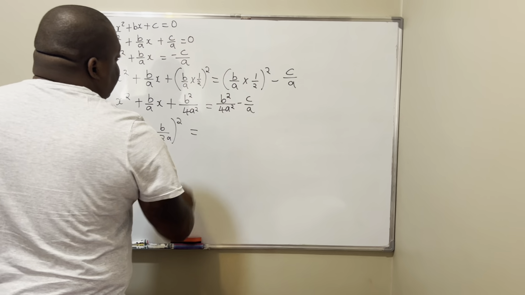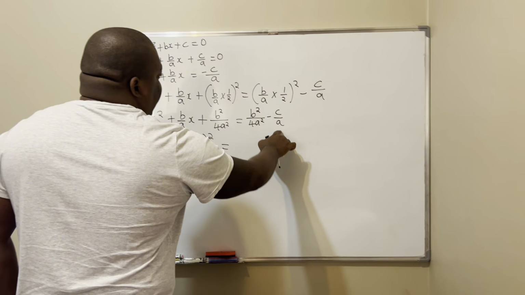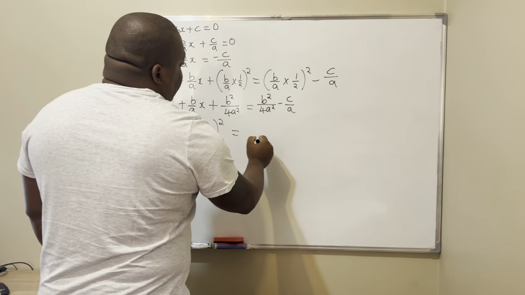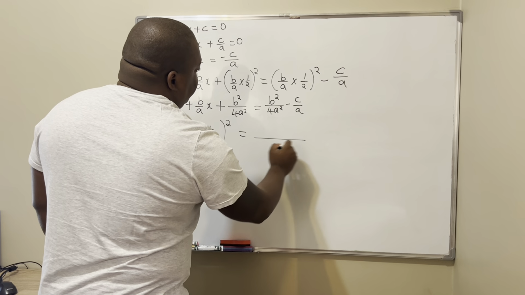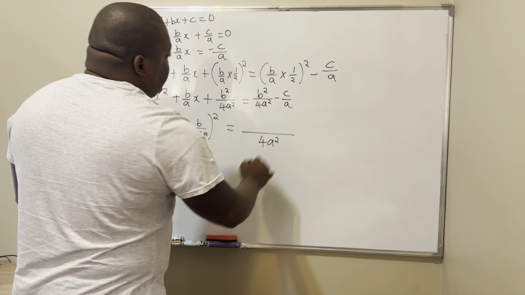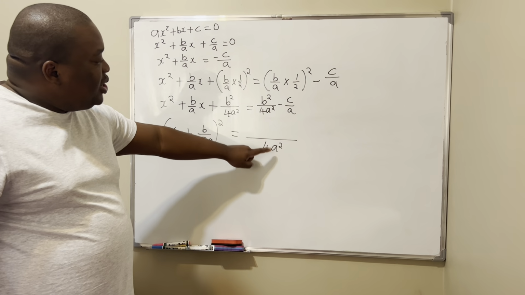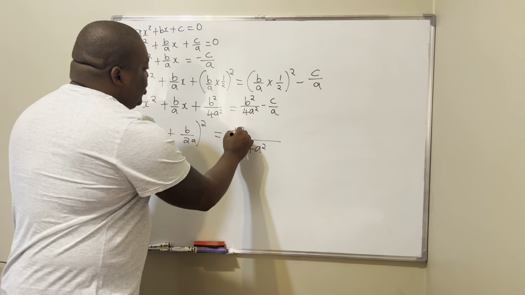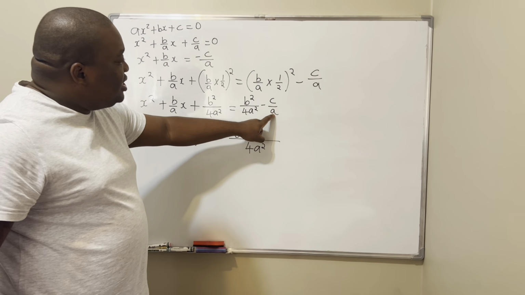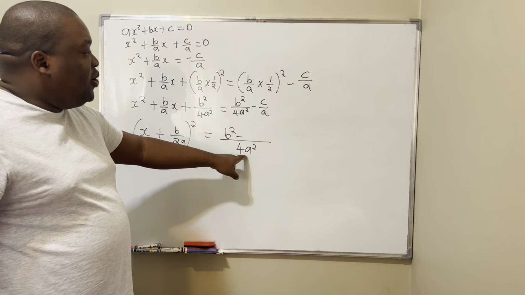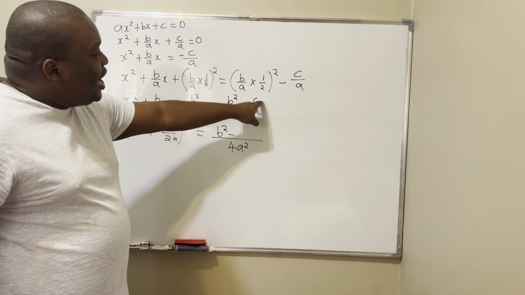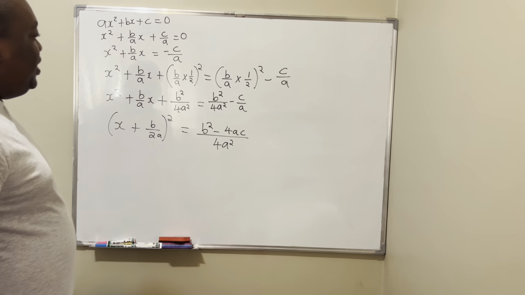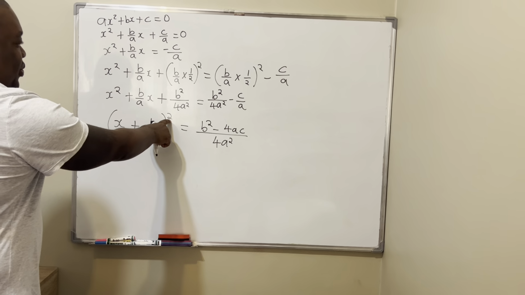Now on this other side, we can take the LCD, which is 4a squared. If we take 4a squared as our LCD, how many times does 4a squared go here? It goes 1 times. 1 times b squared is b squared, minus, how many times does a go into 4a squared? It goes 4a times. 4a times c will be 4ac.